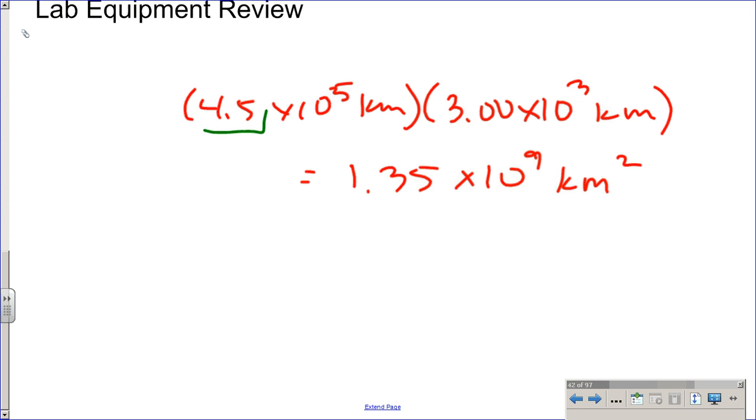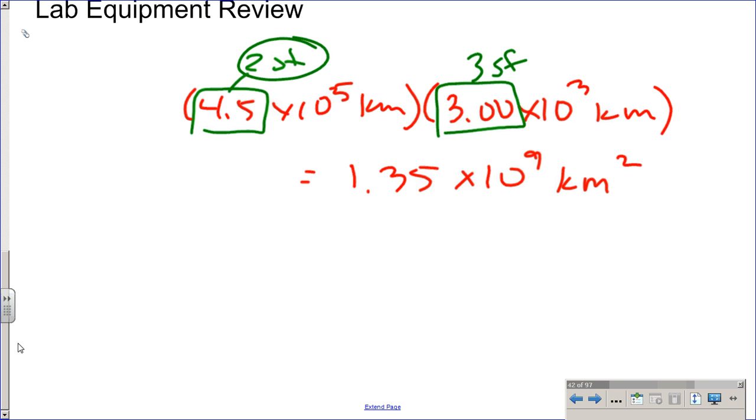When I count sig figs here, I see these 2 as my 2 sig figs, and then I see these 3, because I see a decimal present, as 3 sig figs. Weakest link, 2 sig figs. So do I need to adjust this number? Yes. I see that I have 2 significant figures.